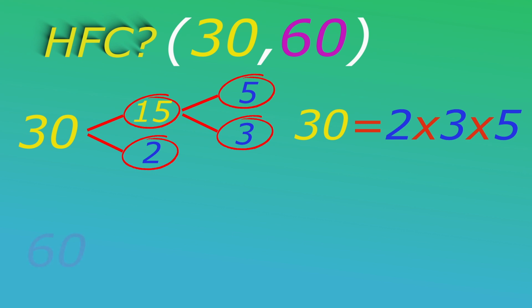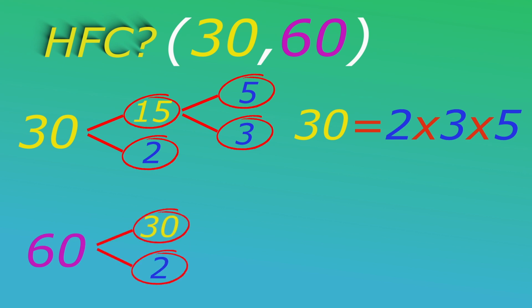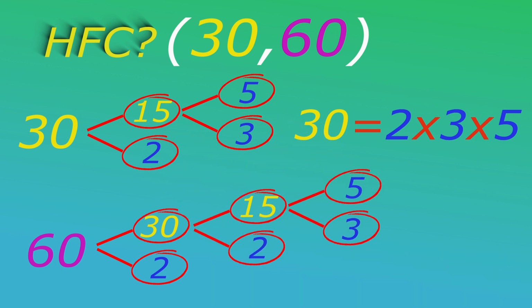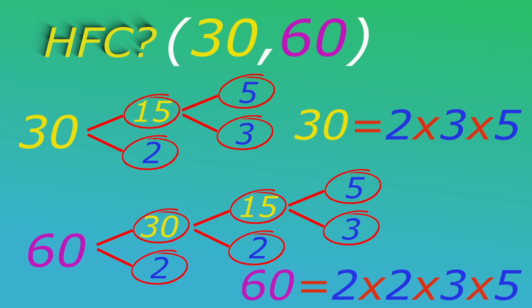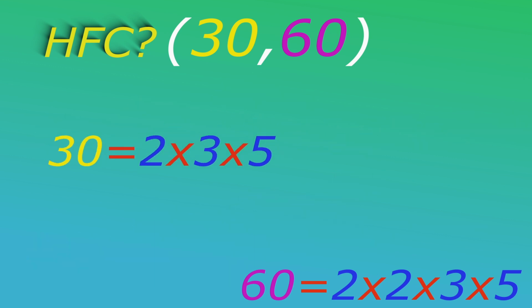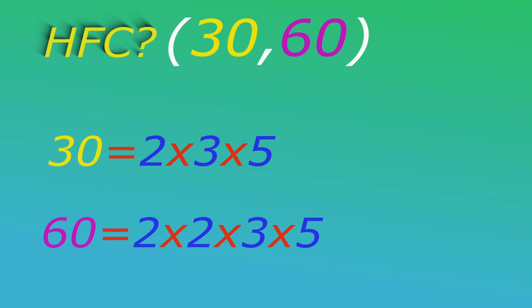So that's 30 in prime factorization format. Now we do the same with 60. 60 equals 2 times 30. 2 is prime, but 30 isn't, so we need to factorize that. But we just saw how to deal with 30, so let's take the result we got from the prime factorization of 30 and apply it here. Now we can multiply all the primes that we get from 60, and that gives us 2 times 2 times 3 times 5 equals 60. So that's the prime factorization of the number 60. Now look at our two numbers as they are rewritten in prime factorization. 30 equals 2 times 3 times 5, and 60 equals 2 times 2 times 3 times 5.